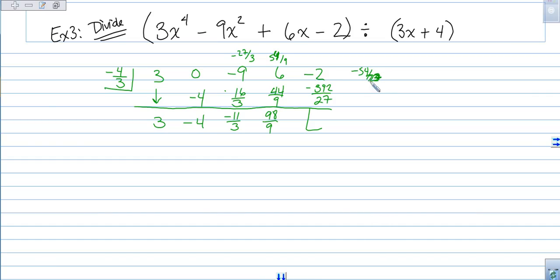okay, and that would be negative 392, subtract 8 from that, so it would be 454 minus 8 is 446. So you got negative 446 over 27 is your remainder.